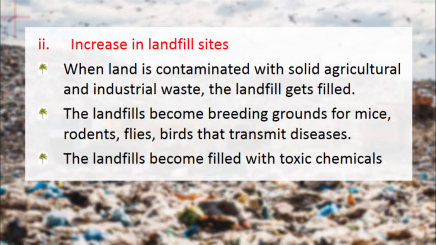The second one is increase in landfill sites. When land is contaminated with solid agricultural and industrial waste, the landfill gets filled up. The landfill becomes the breeding grounds for mice, rodents, flies, birds which transmit diseases very easily. The landfill becomes filled with toxic chemicals. Over a period of time, it reaches the human body through the plants and food grown in these polluted lands.